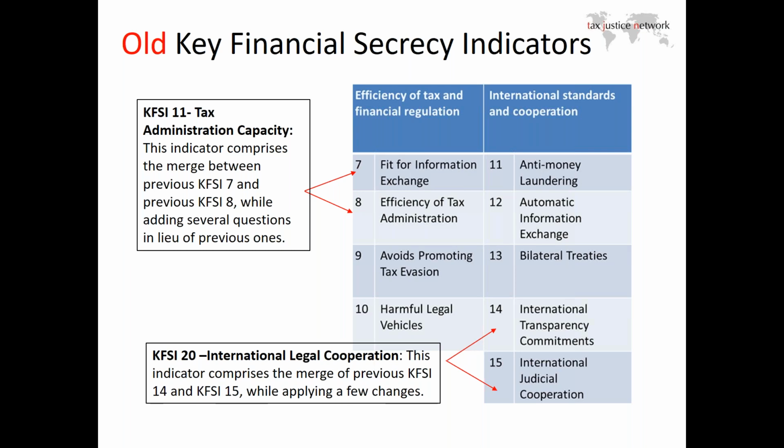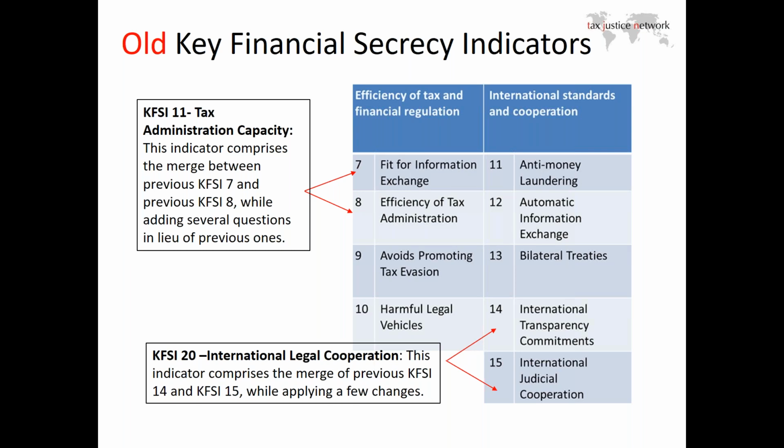Now here there are two mergers we've made. The previous KFSI 7, Fit for Information Exchange, and previous KFSI 8, Efficiency of Tax Administration, are now merged into KFSI 11 on Tax Administration Capacity. Several questions were added in lieu of previous ones. So, for example, the indicator refers now also to the existence of a central unit for high net wealth individuals, and to whether the jurisdiction requires mandatory reporting of tax avoidance schemes by taxpayers or by tax advisors.